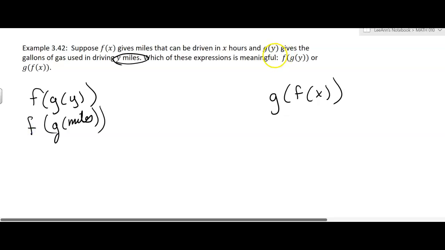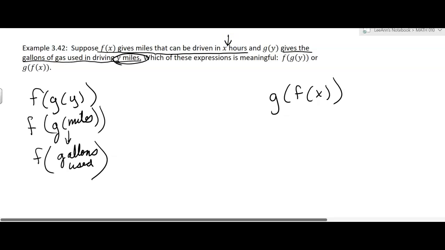What does the g function say? It gives the gallons of gas used in driving so many miles. So y is miles, and you're finding how many gallons of gas you use. So what's the output? It's gallons, right? So F of gallons used. Well, what does F say? F gives miles that can be driven in X hours. So F isn't based on gallons, it's based on hours. And that doesn't tell me hours, it tells me how many gallons I used. So this doesn't make sense.